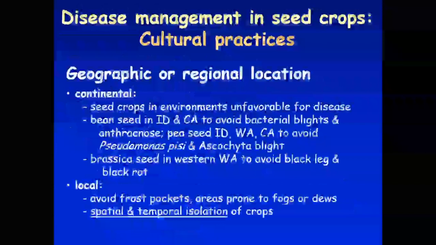Now, in terms of your own farm, one of the things to think about is things like frost pockets or areas prone to fogs or dews, right down by a river where you may be in a low-lying spot and fogs might develop. Those are all things that can influence the disease pressure for certain pathogens in seed crops. So you might think about this: are there places on your own farm that might be more prone to conditions that are favorable for diseases? And then, as I said before, spatial and temporal isolation of your crops within your own farm, if there's overlap in the host range of the diseases.